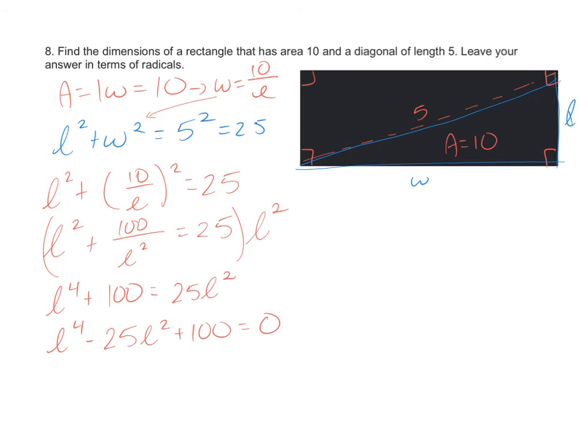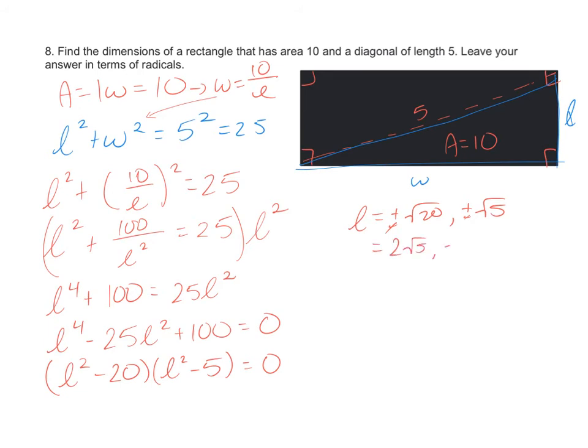I'm going to factor this into 20 and 5. So L squared minus 20 times L squared minus 5 is equal to 0. So L must either be plus or minus square root 20 or plus or minus square root 5. Now remember, we're dealing with length because this is a rectangle, so negative values will not be considered, right? So L is either square root 20 or square root 5. And so when I reduce those, I get 2 root 5 or root 5.